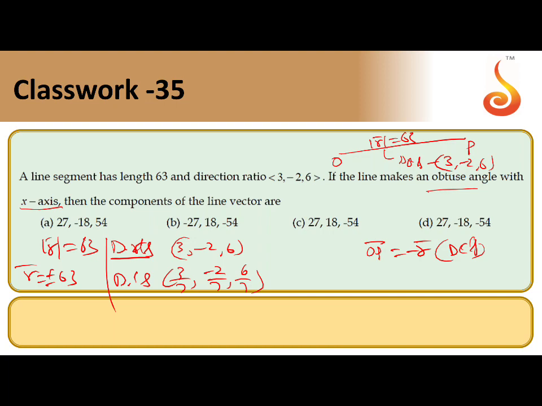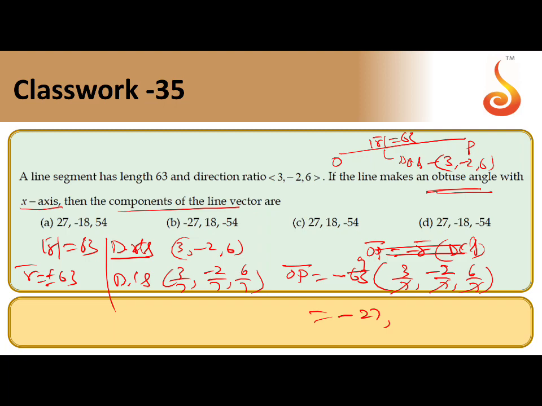But you want the components of the line vector, and because the obtuse angle is given, you can take the minus value. You can take minus r. So finally you can take OP bar equal to, with an obtuse angle with the x-axis, minus 63 into 3 by 7, minus 2 by 7, 6 by 7. So 7 nines cancel. Multiply with minus: minus 27, 18, minus 54 is the answer here.